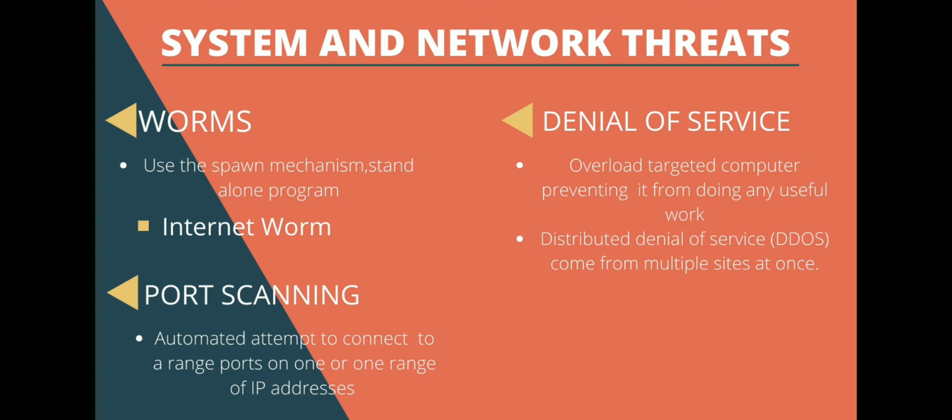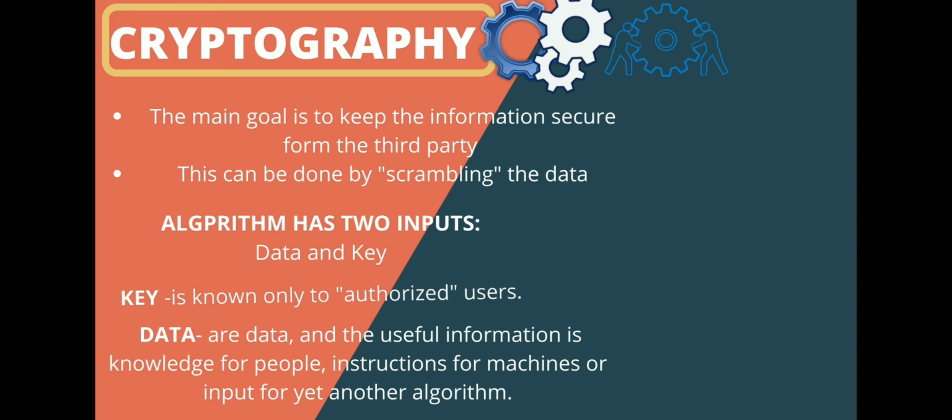Next is port scanning, an automated attempt to connect to a range of ports on one or a range of IP addresses. Denial of service attack mainly occurs when the target computer is overloaded with useless requests so that it is not available to receive data. Cryptography is to secure information. The main goal is to keep the information secure from third parties. This can be done by scrambling the data.